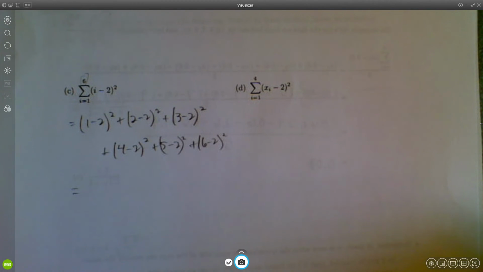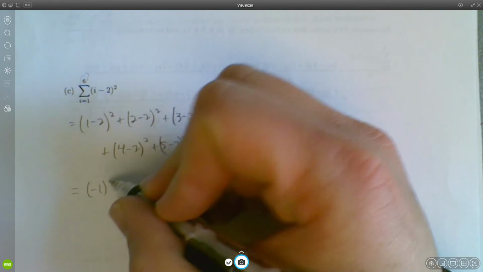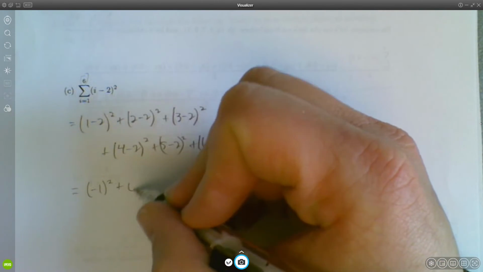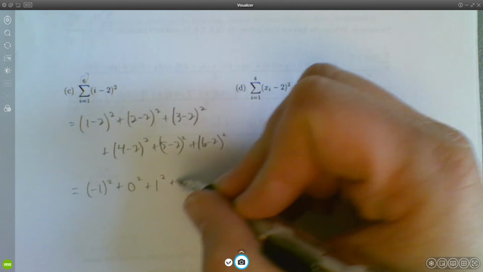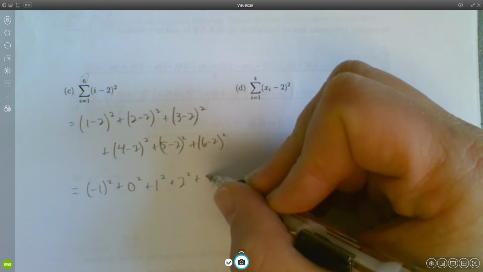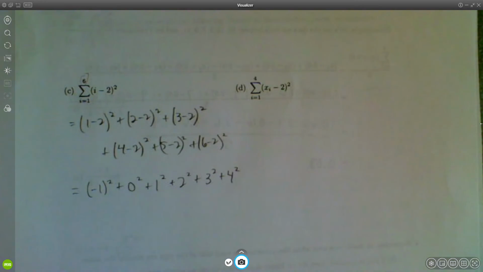Okay, now order of operations. I've got to do the stuff in the parentheses first. 1 minus 2 is negative 1. 2 minus 2 is 0. 3 minus 2 is 1. 4 minus 2 is 2. 5 minus 2 is 3. And 6 minus 2 is 4.